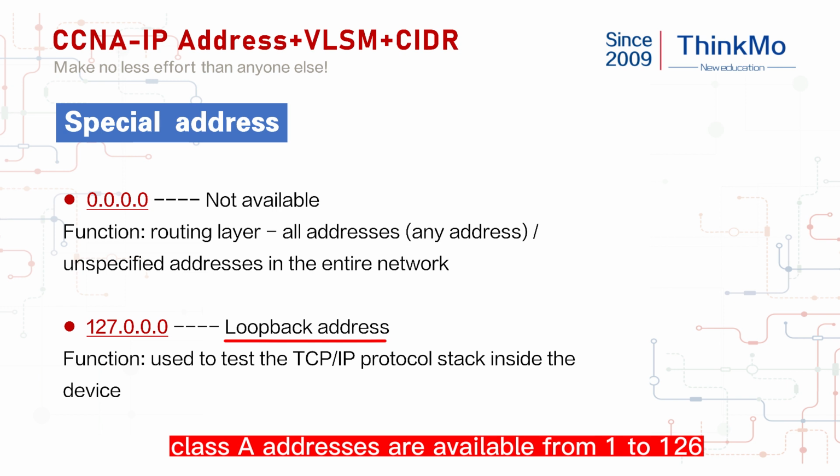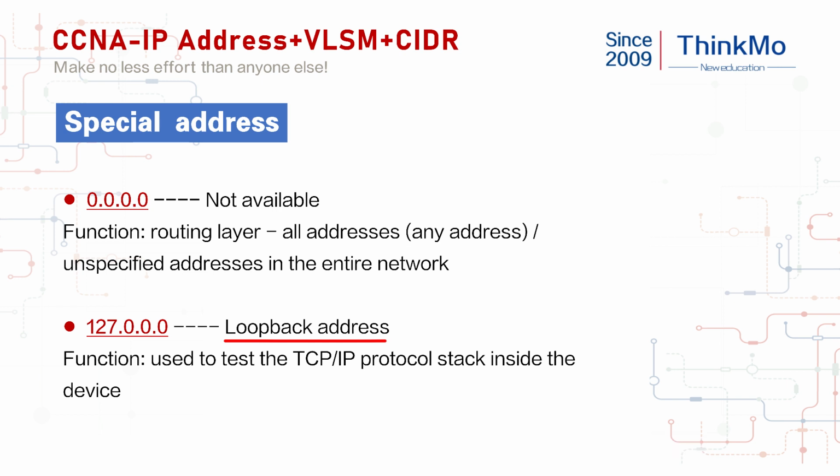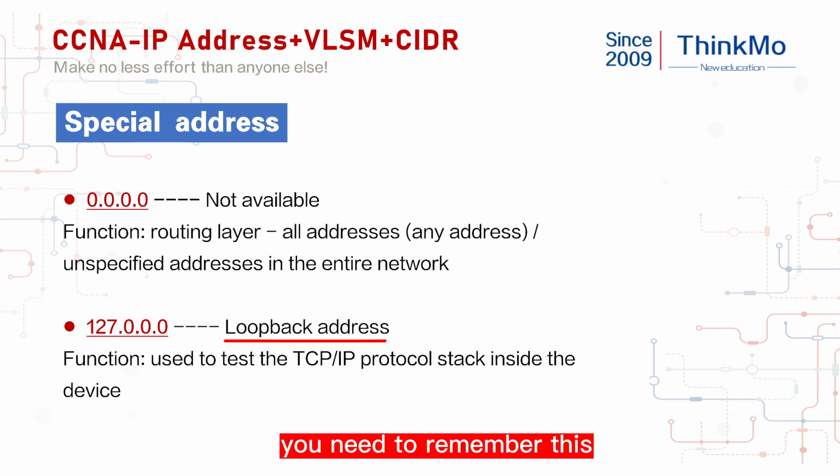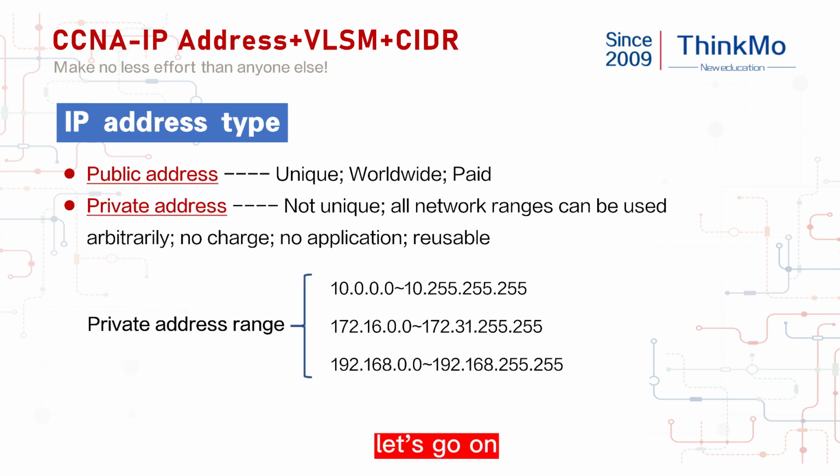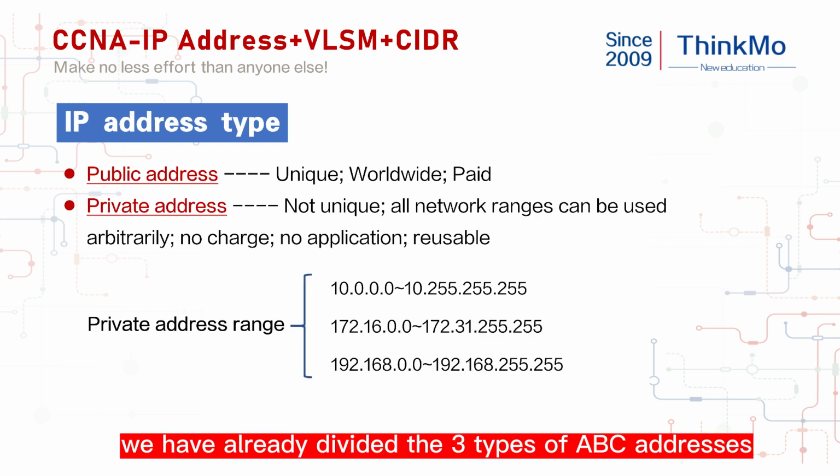Class A addresses are available from 1 to 126. You need to remember this. Okay, let's go on. We have already divided the three types of A, B, C addresses.